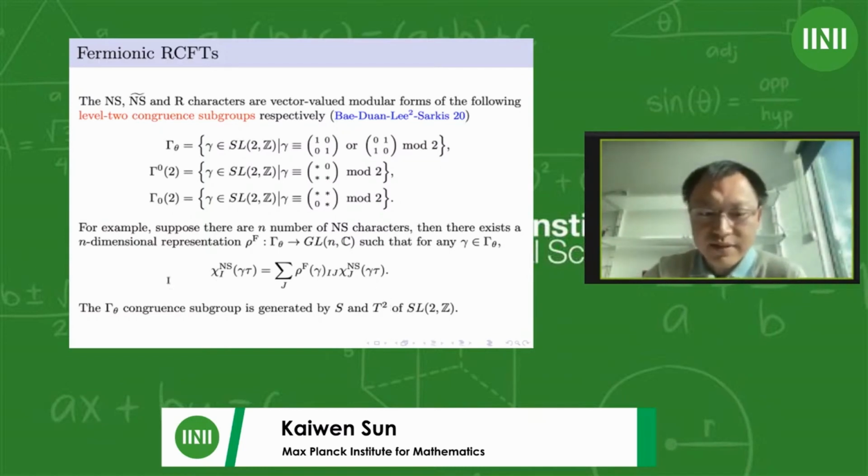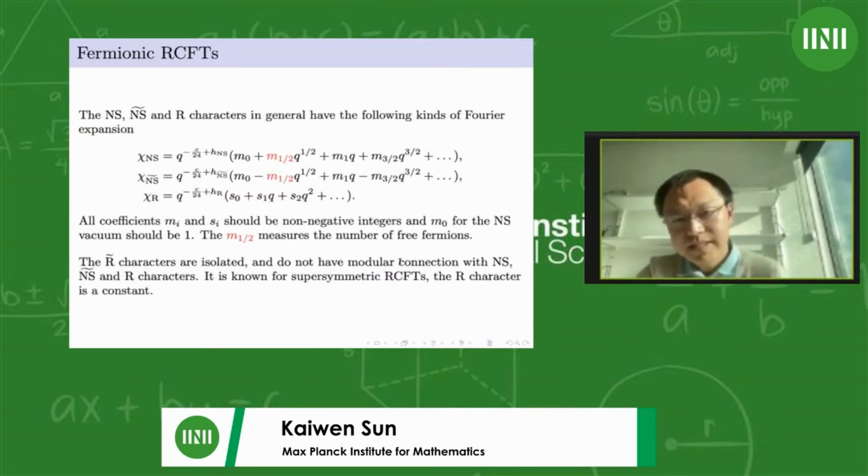Right, so this means, this is just to say that the NS characters of fermionic rational CFTs is a weight 0 vector valued modular form of gamma theta. Okay, so more explicitly, the fermionic characters have this kind of Fourier expansion.